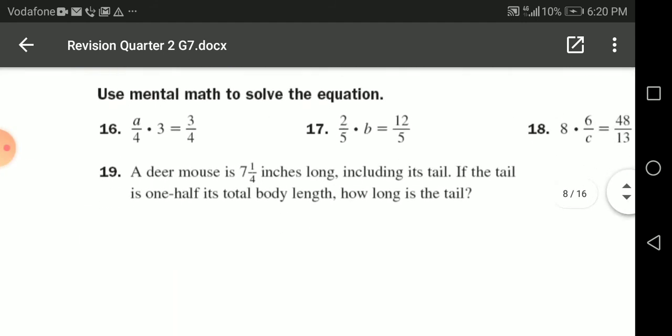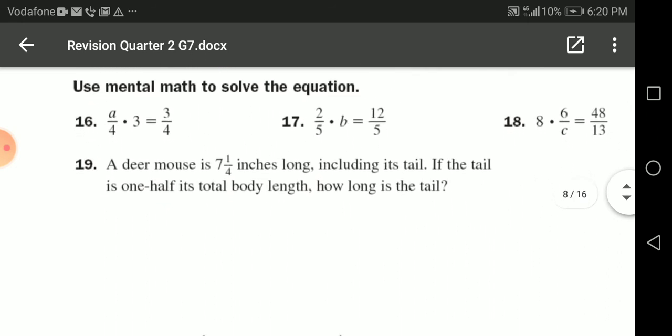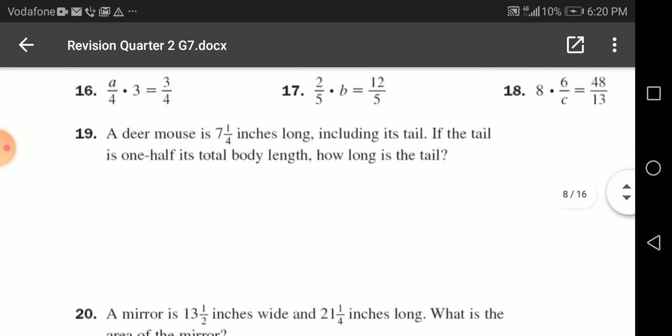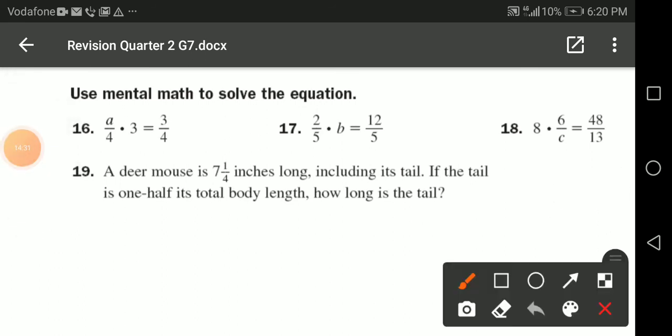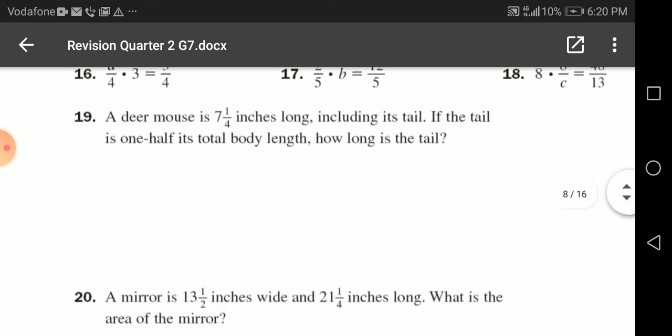Okay, use mental math. Okay, let's do it. It's easy too. A over 4 times 3 gives you 3 over 4. How can I do it? We want to know A. So what times 3 gives me 3? 1. Okay, 1 over 4 times 3 gives me 3 over 4. So A will be equal to 1.